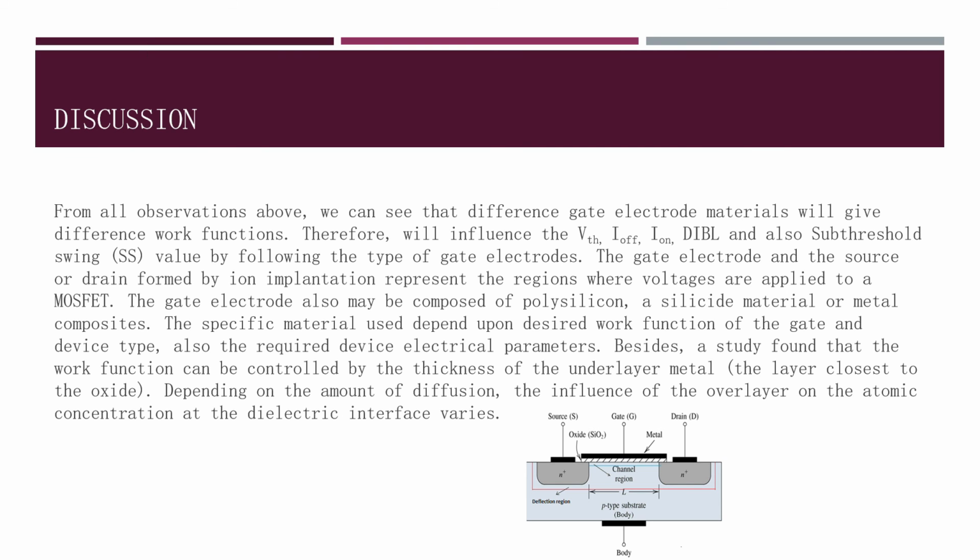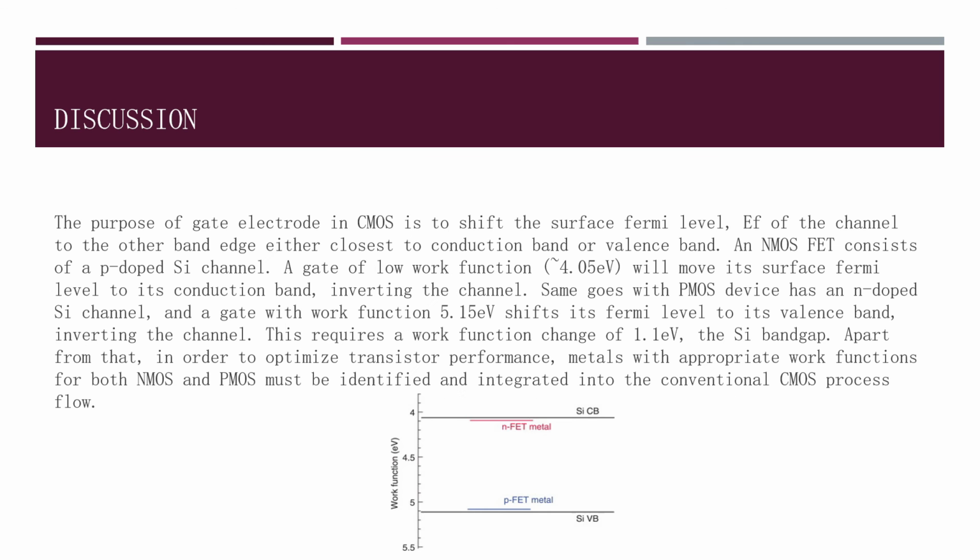The specific material used depends upon the desired work function of the gate and device type, and also the required device electrical parameters. Besides, a study found that the work function can be controlled by the thickness of the underlay metal, which is the layer closest to the outside. Depending on the amount of diffusion, the influence of the overlayer on the atomic concentration at the dielectric interface varies.